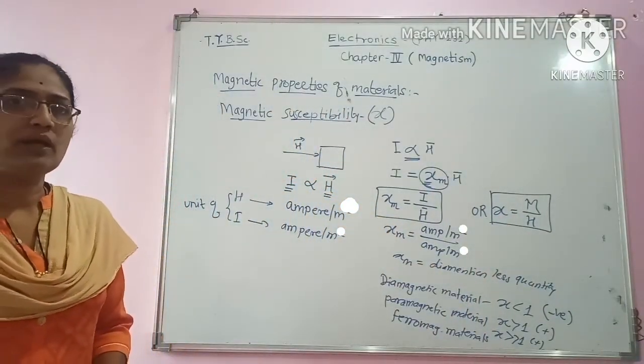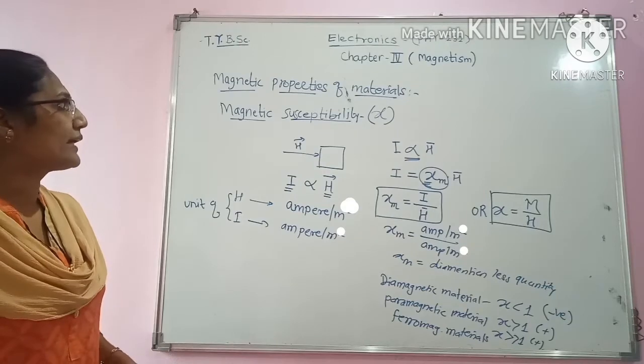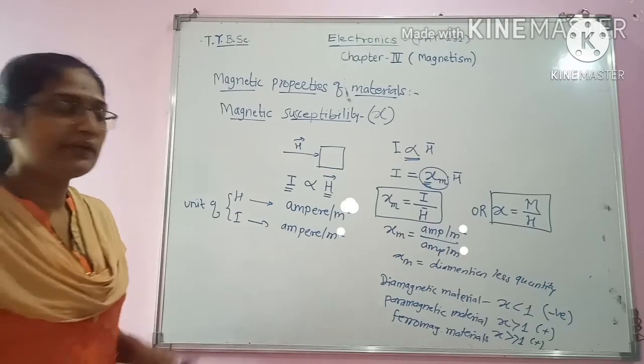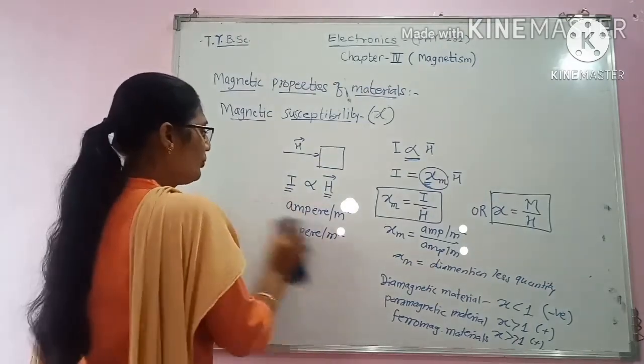Now we will see our next property, that is magnetic permeability or relative permeability.